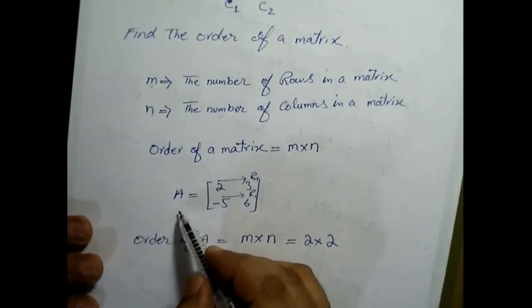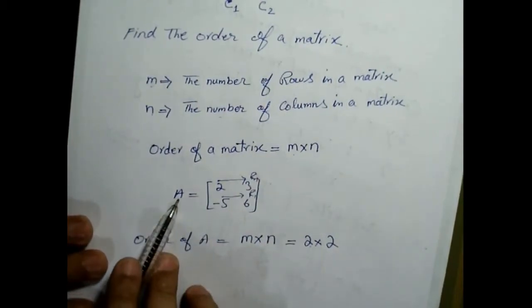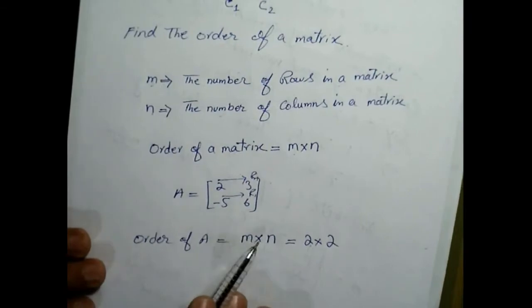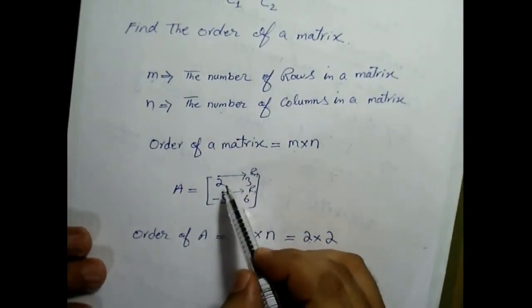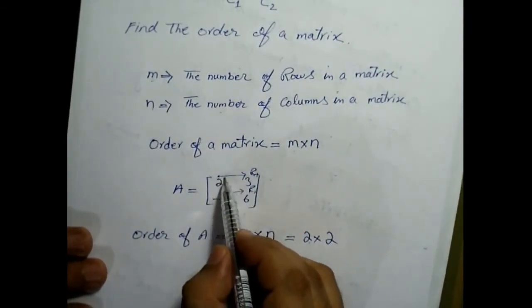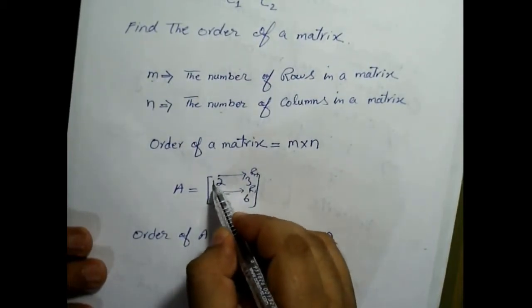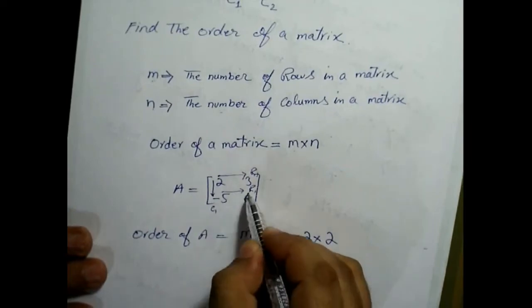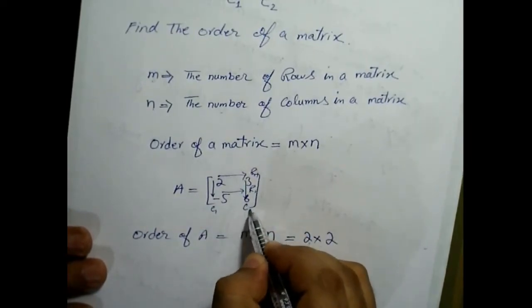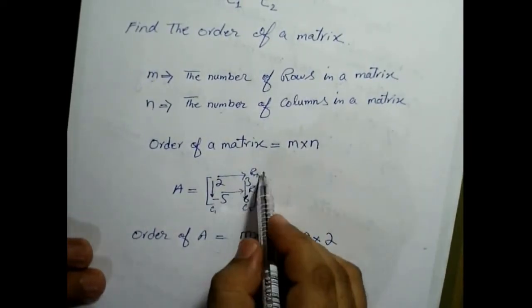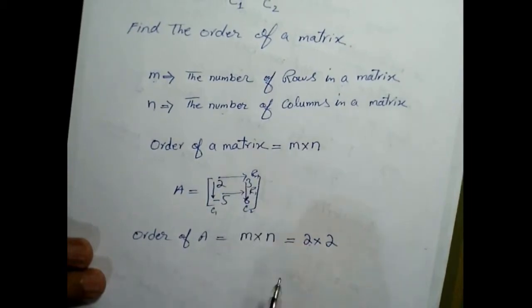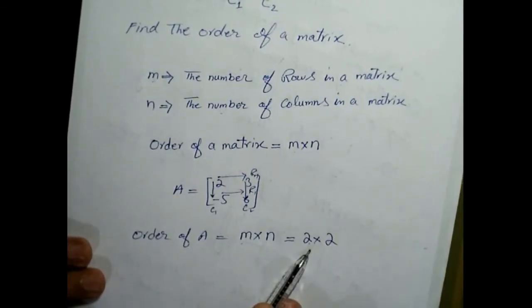Let us take this matrix A as an example. Here you will see the number of rows. This is the first row and this is the second row, and this is the first column C1, and this is the second column C2. So there are 2 rows and 2 columns. Therefore m will be 2 and n will be 2. So the order will be 2 by 2.